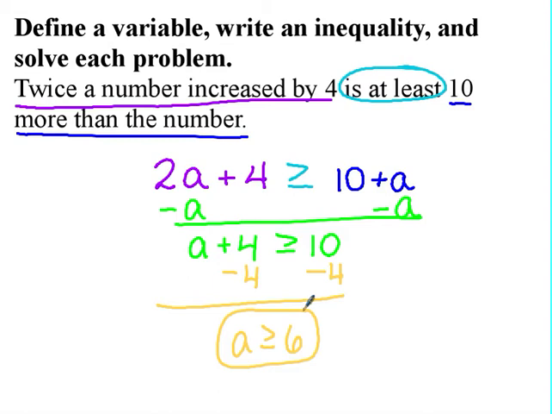How did you get just a? Because this is like a 1a, right? Okay. So I've got a 2 and a 1. Now if I subtract 1a from both sides, 2 minus 1 gives me 1. Let's look at another one of those.